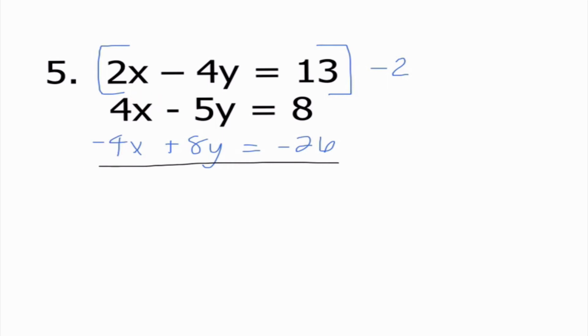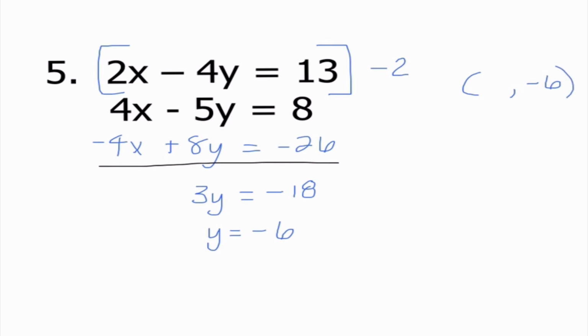I know negative 5y plus 8y is 3y. And negative 26 plus 8 becomes negative 18. When I divide both sides by 3, I get negative 6. Okay, so I know that I have half of my answer.